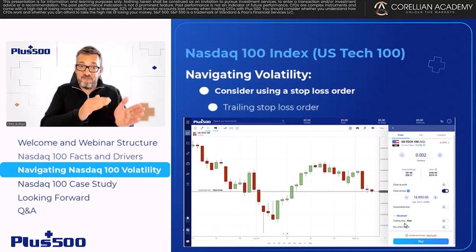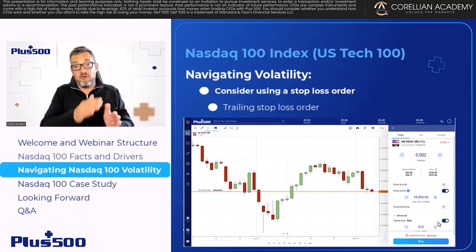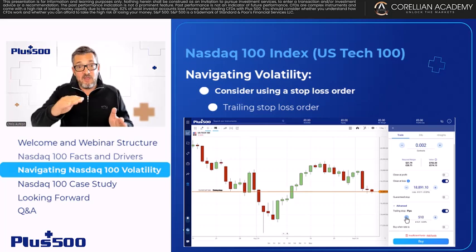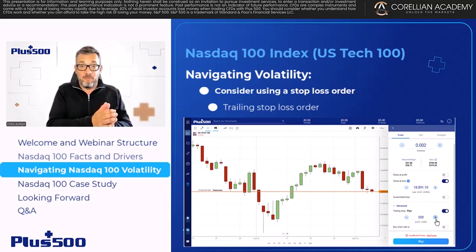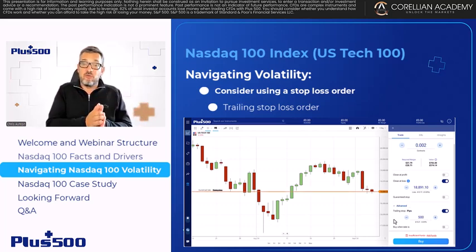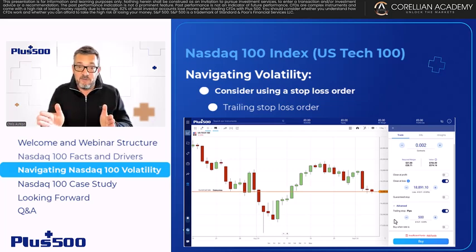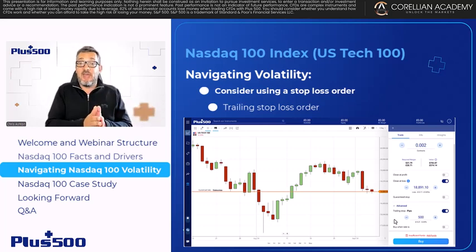The second type of order is a trailing stop loss order. Instead of remaining at a fixed price level like the previous example, this type of stop loss order follows behind the price of the index by a certain number of pips that you set in advance when you're entering the order into the Plus500 platform. So when the index moves in a favorable direction, this helps you to lock in gains. This is especially good when the Nasdaq 100 is trending in a certain direction.